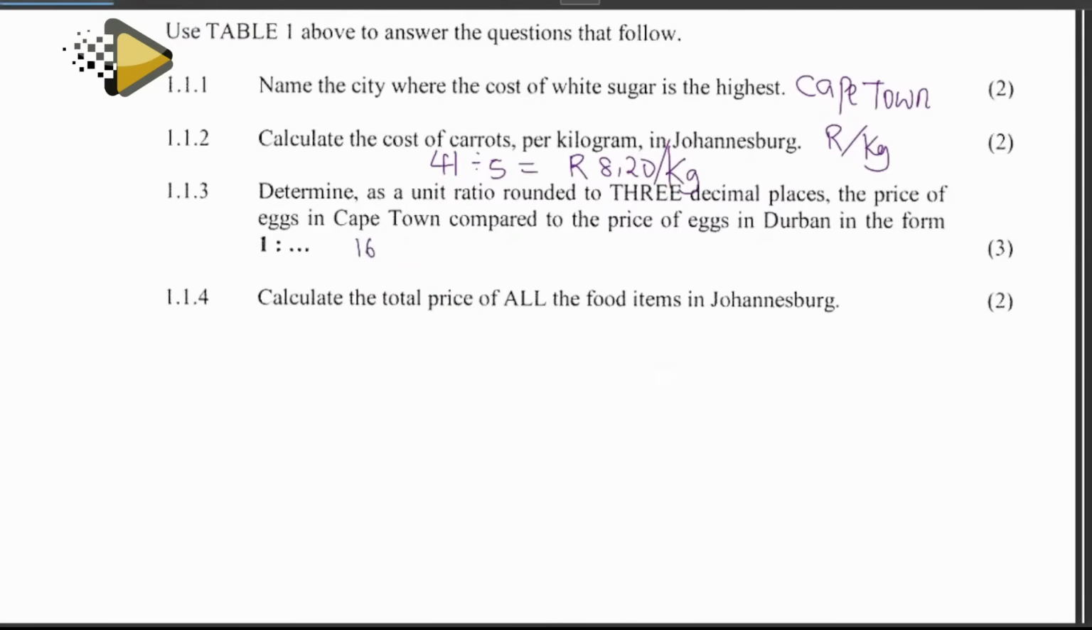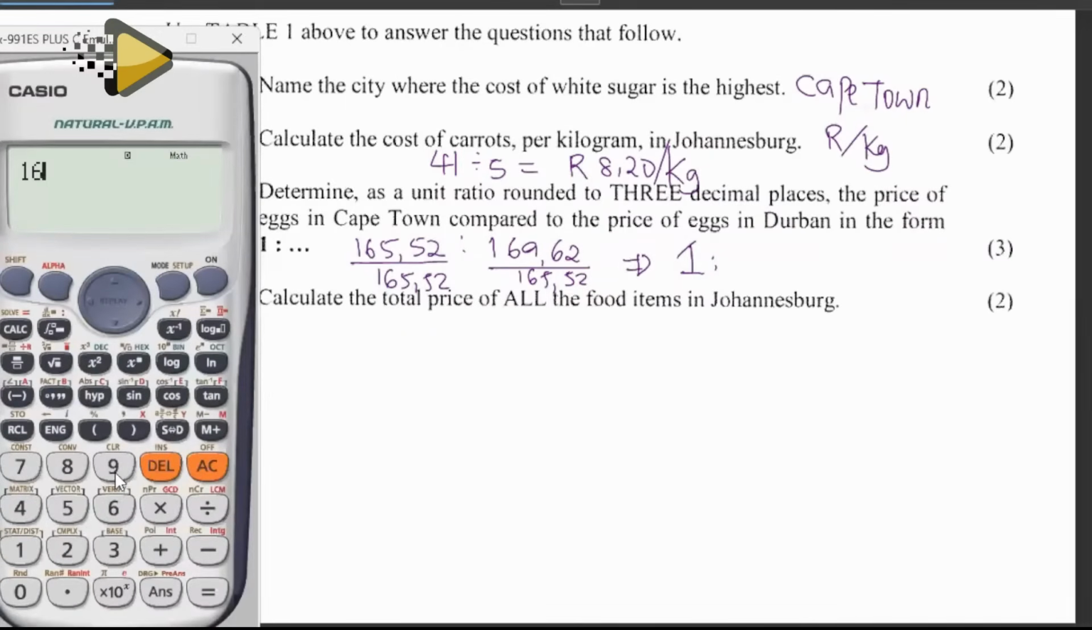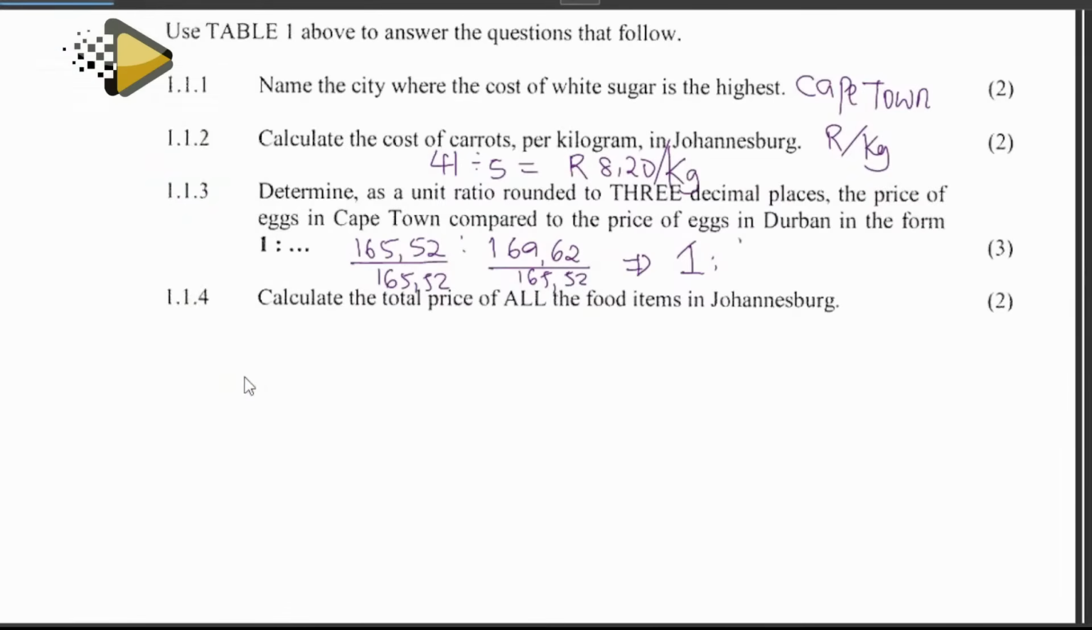The price in Cape Town is 165.52 to 169.62. We want this to become 1. What do we do? We divide through by this number here, the same number on both sides. So this will give us 1 to something. Pick your calculator and press 169.62 divided by 165.52. And the answer, to 3 decimal places, has to be 1.025.